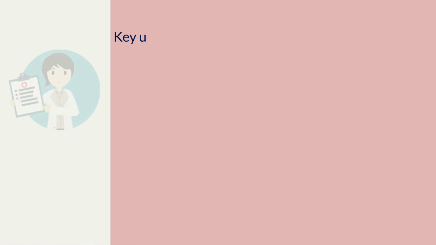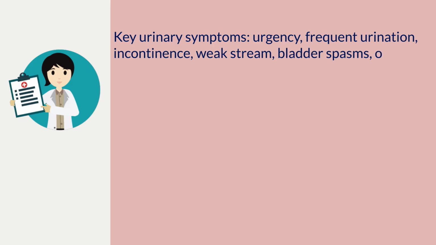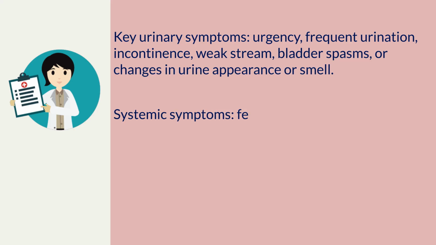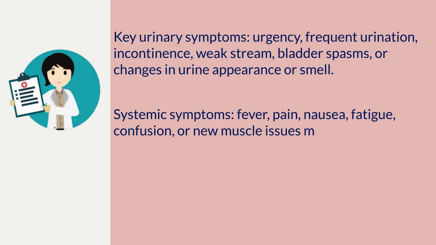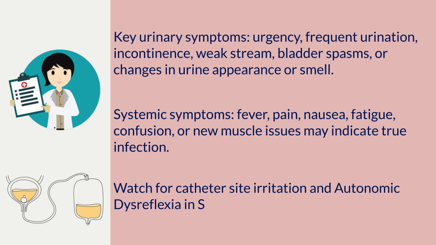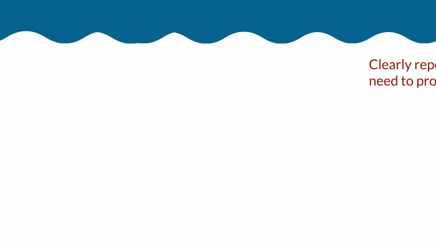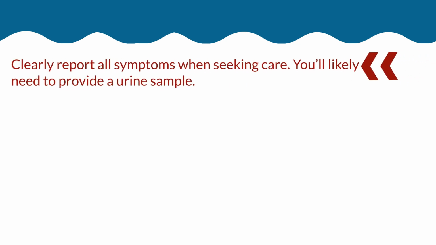Key urinary symptoms include urgency, frequent urination, incontinence, weak stream, bladder spasms, or changes in urine appearance or smell. Systemic symptoms including fever, pain, nausea, fatigue, confusion, or new muscle issues may indicate true infection. Watch for catheter site irritation and autonomic dysreflexia in SCI patients, which can signal a medical emergency. Clearly report all symptoms when seeking care.